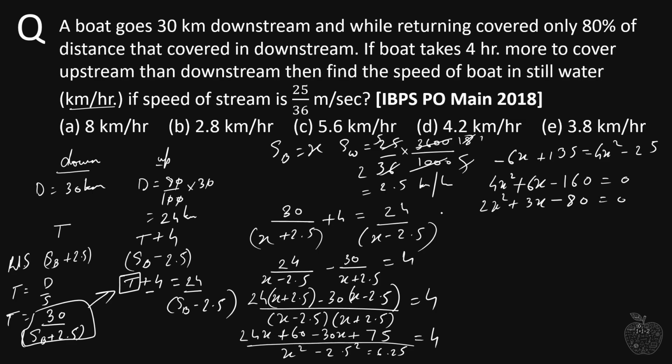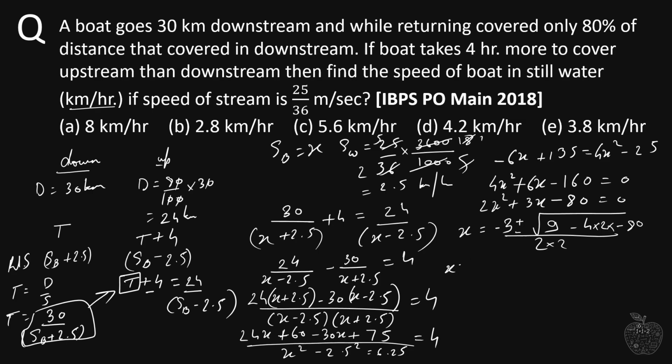Now we cannot directly calculate the factors for x here, so what we have to do is use the factorization formula, which is x is equal to minus b plus minus under root b square minus 4ac upon 2a. This is the formula to calculate the value of x here. Now we know that b is equal to 3, so minus 3 plus minus under root b square, which is 3 square, which is 9, and minus 4 into a, which is 2, into c, which is minus 80, upon 2a, which is 2 into 2.